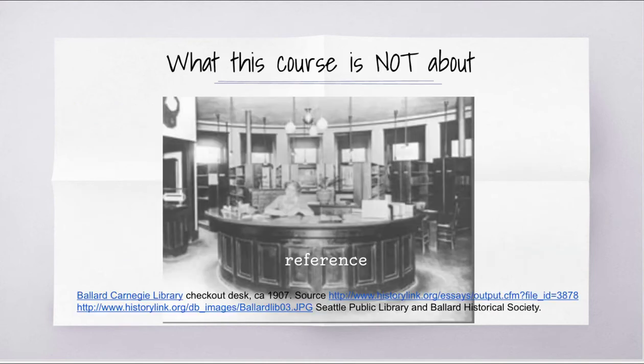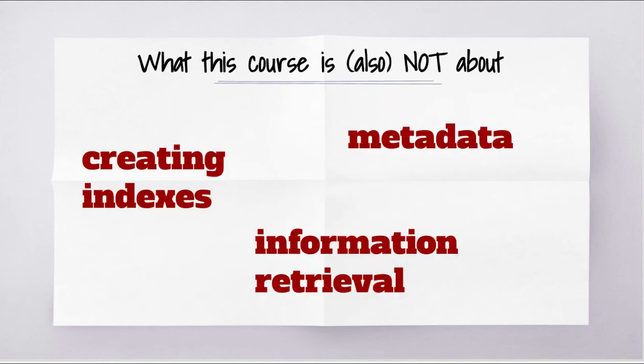What this course is not about: I am trying hard not to overlap with some of the other courses that you've taken. And so this is not going to be a reference course. It's not about the specific content sources that you might find in a reference course. Rather, it's about search across the library and a larger information landscape, more about process than stuff. This course is also not about creating indexes, metadata, or information retrieval, but we might touch on some of these.